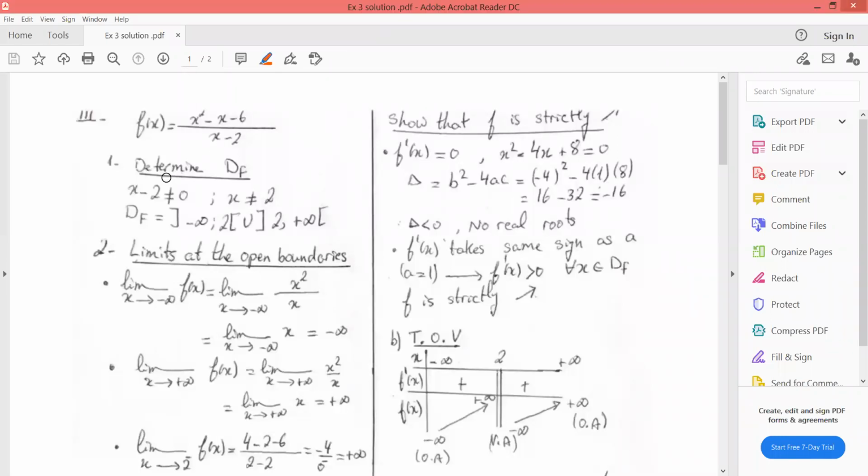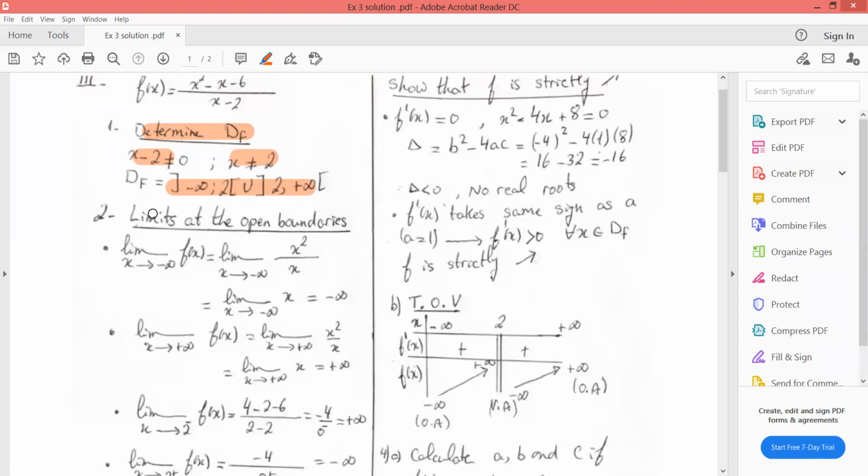So in the first part, we are going to determine the domain of definition. How to determine the domain of definition? We take the denominator not equal to 0: x minus 2 different from 0, so x different from 2. So the domain of definition is minus infinity to 2, union 2 to plus infinity. Any questions, please?